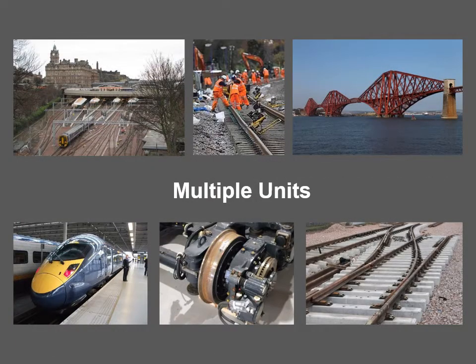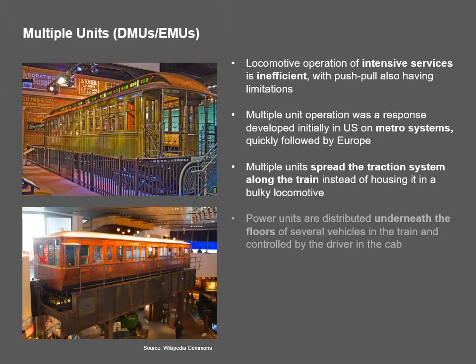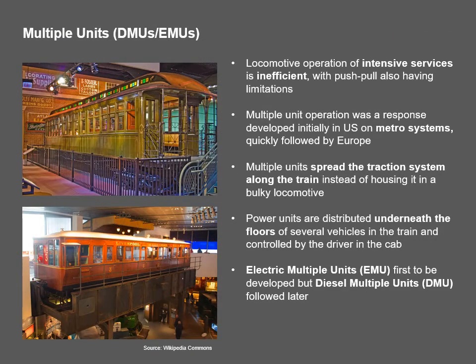So we're now going to have a look at what we call multiple units. Locomotive operation of intensive services is very inefficient, with push-pull services also having their limitations. Multiple unit operation was a response developed initially in the US on metro systems. Multiple units spread the traction system along the train instead of housing it in a bulky locomotive. The power units are distributed underneath the floors of several vehicles in the train, and these are then controlled by the driver in the cab. Electric multiple units were the first to be developed, but eventually diesel multiple units followed later.